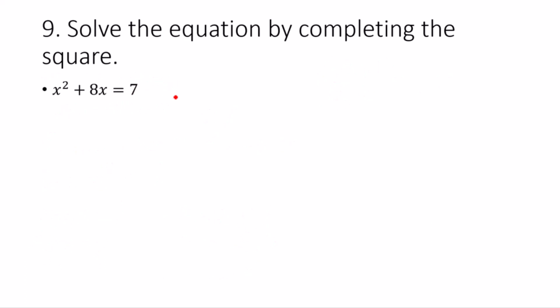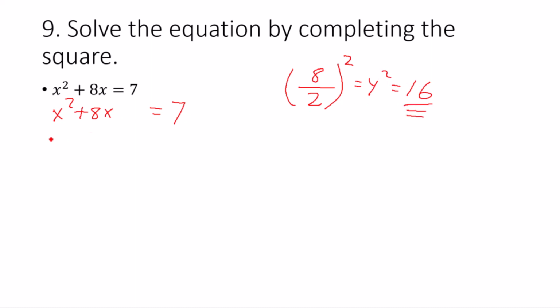Moving along to number 9. Okay, we've got a 1x squared, that's good. I'm going to leave it blank here, and we're ready to go. Now we'll take that 8, which is the coefficient of x, 8/2, and then square it. So we have 4 squared, 16 is our number. So we'll have x squared plus 8x plus the 16 equals 7, and add the 16 to the other side as well.